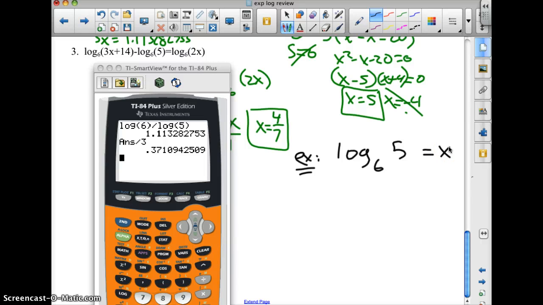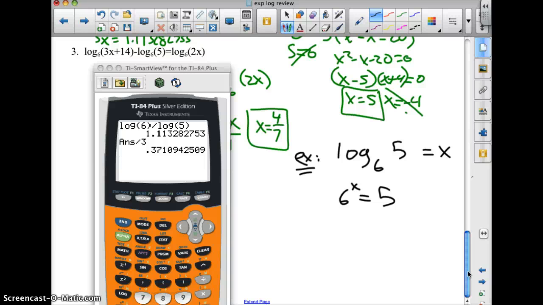So what I have here is something that I can't punch into my calculator because I can't do base 6 on my calculator. All right, what I can do is rewrite this as an exponential. 6 to the x equals 5. And now I can let y1 equal 6 to the x, and I can let y2 equal 5, and I can graph both of those. I can't graph log base 6 of 5. I can't put it into my calculator.